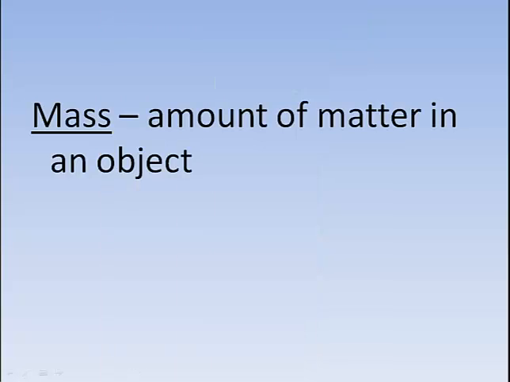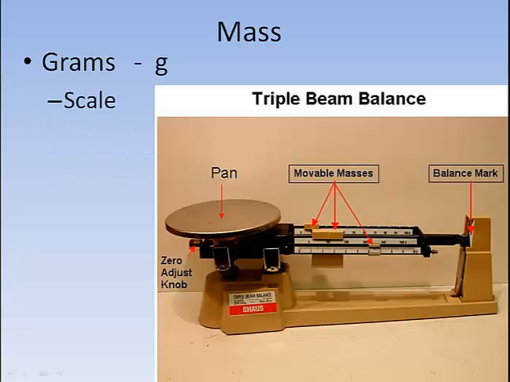Mass is the amount of matter in an object. People use mass and weight interchangeably. It's not exactly the same thing as weight, but you can think of it as weight. The instrument we use is a triple beam balance, although nowadays we use electronic scales, but you need to know what this is. Our unit is grams with a little g.